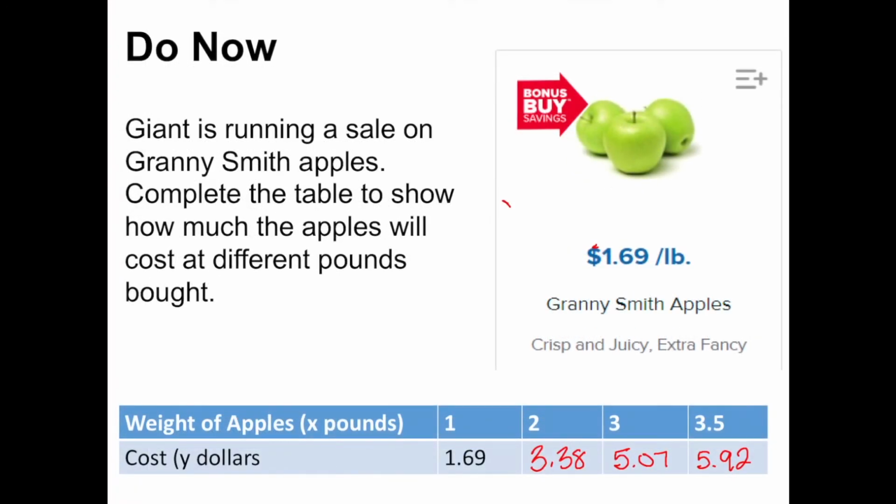All right, so here we are now with our answers. 1 pound of Granny Smith apples costs $1.69. 2 pounds costs $3.38. 3 pounds costs $5.07. And 3.5 pounds costs $5.92. Now you could have figured this out a couple different ways. You could have just added $1.69 to these two and then added half of $1.69 here. Or you could have multiplied. You could have done $1.69 times 2, $1.69 times 3, and so on and so forth.